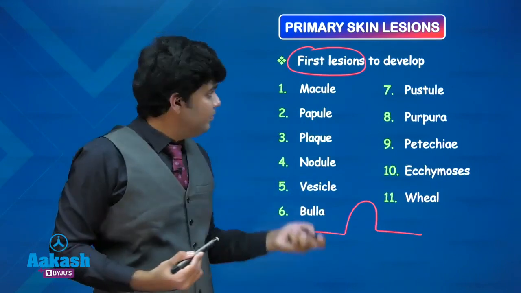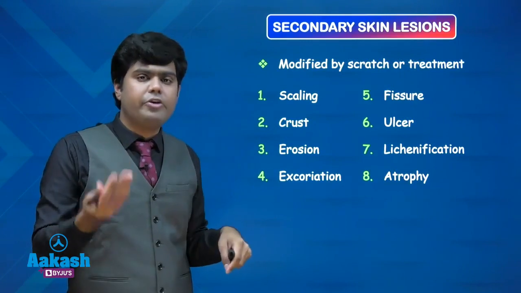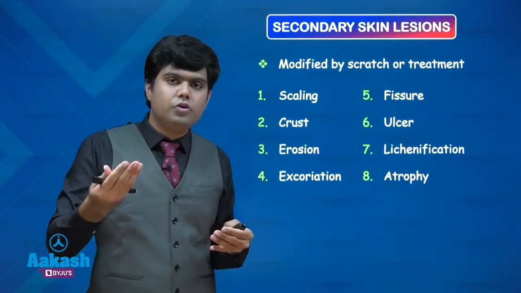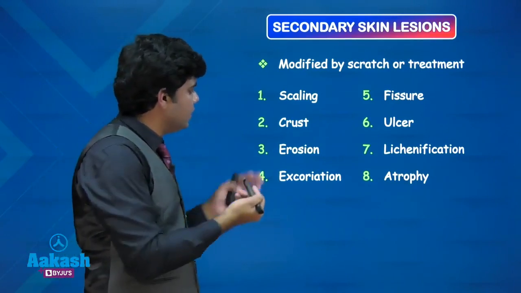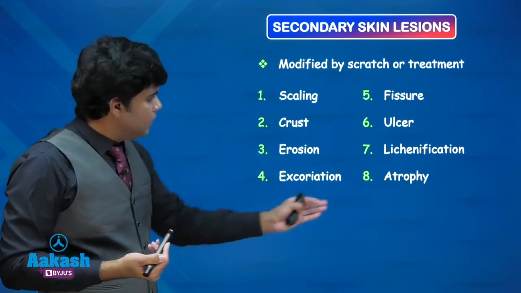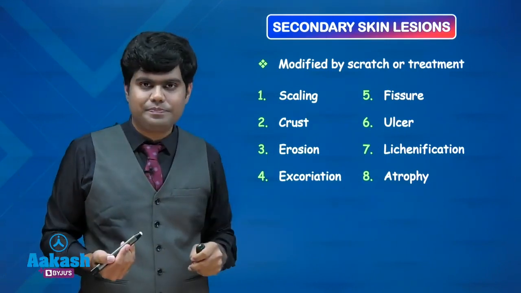The list is long. Similarly, we have secondary skin lesions which are modified by scratching or treatment or the disease evolution. When the disease evolves, it can develop secondary skin lesions like scaling, crusting, erosion, and we have got multiple: lichenification, ulcer, fissure, atrophy and excoriation.